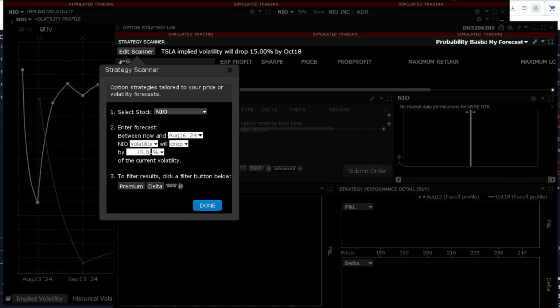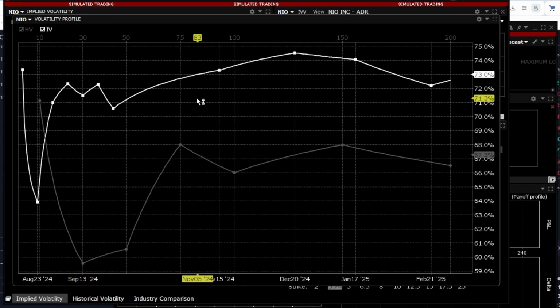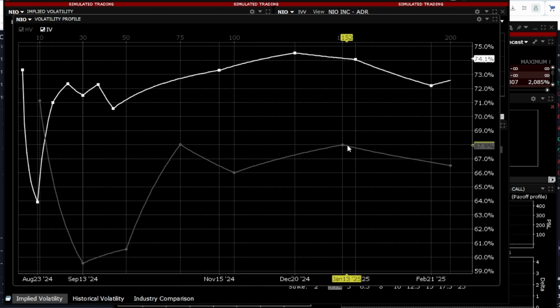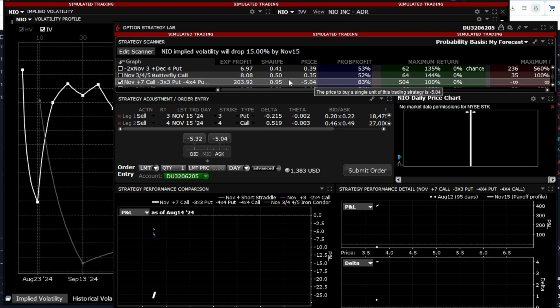Let me show you one of the strategies that artificial intelligence can help us develop. We're talking about a 15% drop in volatility. This is a fairly normal decline, corresponding to a return to historical volatility. So we're betting on a decrease in volatility. Let's see what the AI suggests. We have different strategies with varying probabilities of profit. Let's consider one of them.